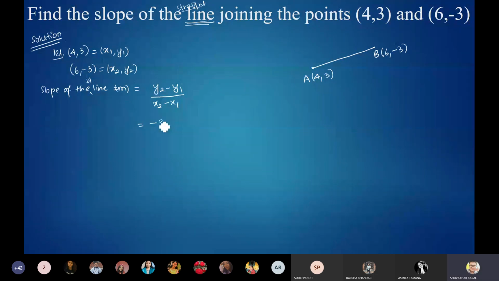What is the value of y2? It is -3. The value of y1 is 3. The value of x2 is 6, and x1 is 4. So replace the values. It will be -6 divided by 2, that is equal to -3. Hope you understand. The second coordinate is y2 and the first coordinate is x2. Similarly, in the first one, the second component is y1 and the first component is x1. Please don't be confused with these things. So the slope or the gradient of this line is -3.